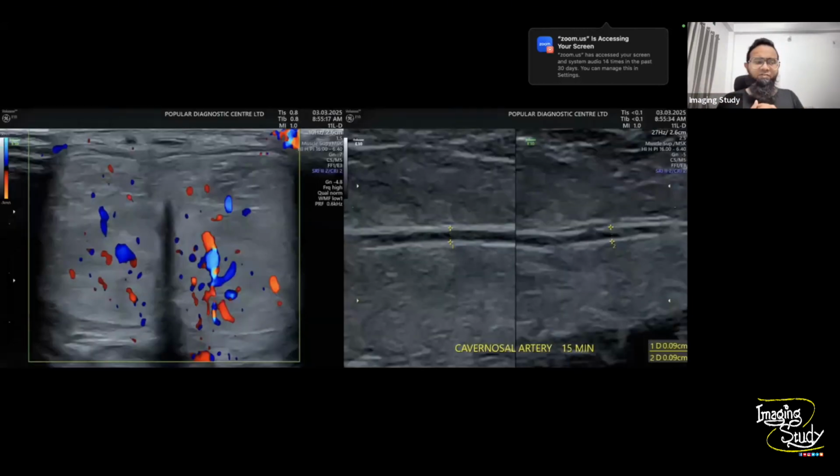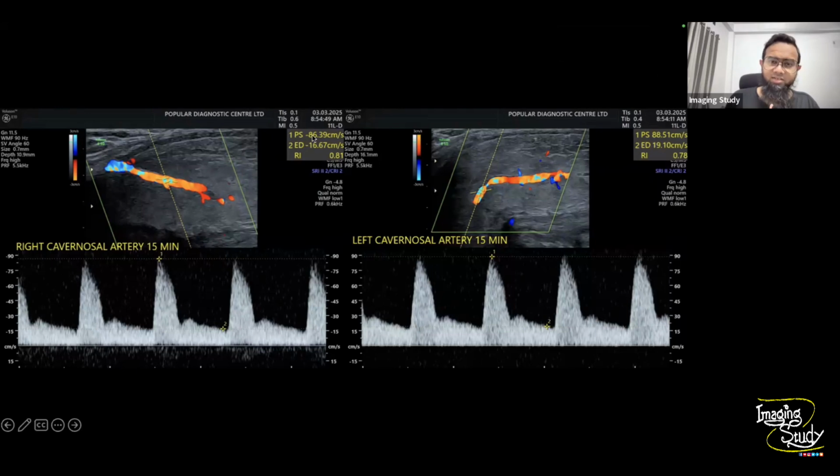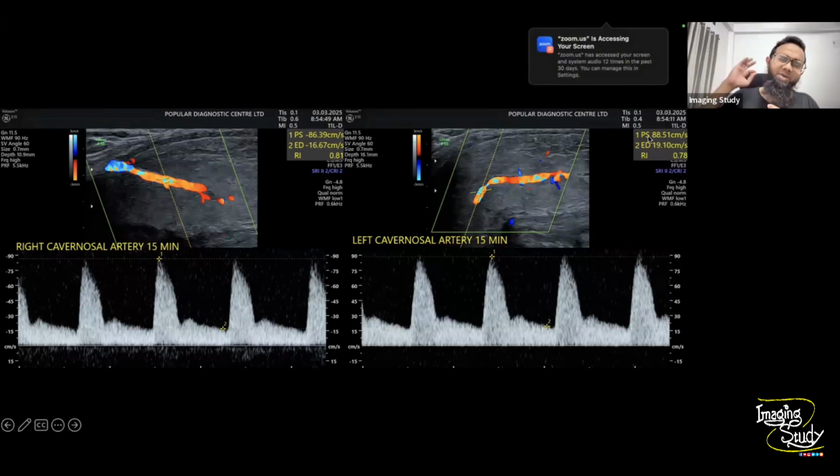Now let's jump into the 15 minutes. After 15 minutes after injection, now you can see the diameter is still increased, and we check. Oh, the arteries are getting crazy right now. So you see the right cavernous artery is having a peak systolic velocity of 86 centimeter per second. So this is the peak stage right now. And the left one is 88. So diastolic flow is still increased. We want to wait up to 25 minutes to see whether it is getting decreased or not.